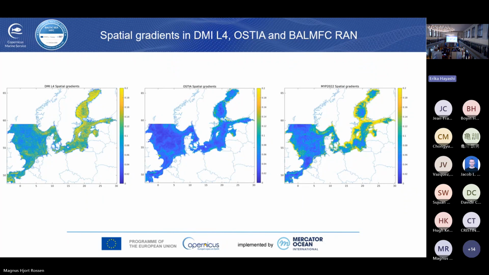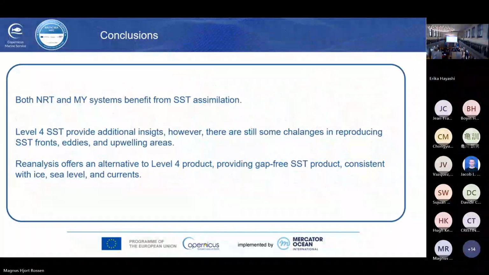So I think that brings me to the conclusion that both near real-time systems and multi-year systems benefit from SST assimilation. You just have to be careful what to compare with. Level 4 SSTs provide very good insights with no gaps and good time consistency, but they are challenging in reproducing SST fronts, positioning of eddies and upwelling regions.